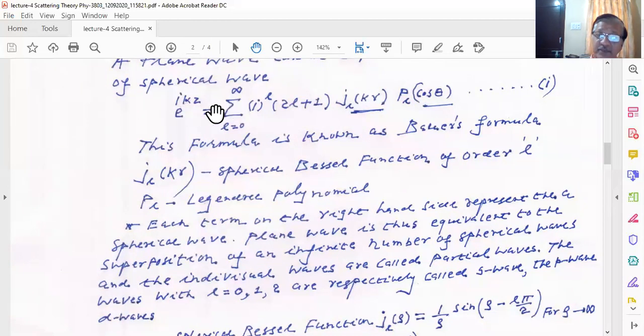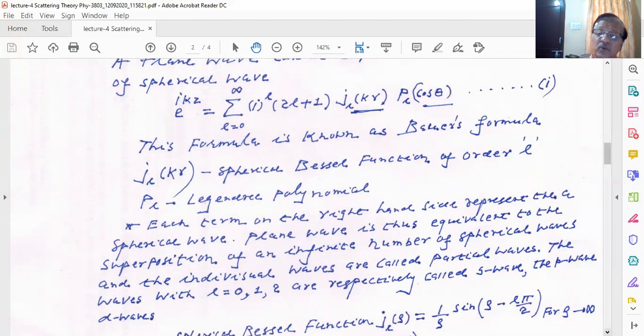So if you want to write the expression for the S wave, it will be l equal to 0, so i to the power of 0, 2l plus 1, that is 1, times j_0 of kr, P_0 of cos theta. That is the expression for the S wave. You can similarly have the expression for the P wave by putting l equal to 1, and for l equal to 2, so you have the S partial wave, P partial wave, and D partial wave.